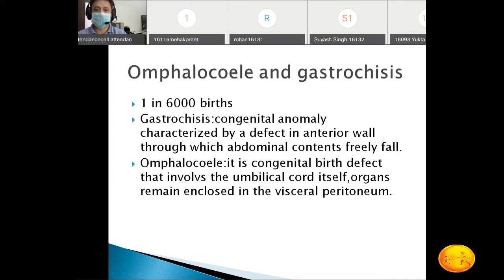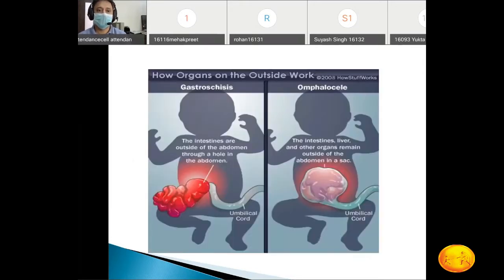Gastroschisis is a congenital anomaly characterized by a defect in the anterior abdominal wall through which the abdominal contents freely fall. Omphalocele is a congenital birth defect that involves the umbilical cord itself. Organs remain enclosed in the visceral peritoneum. This is the difference between gastroschisis and omphalocele. In gastroschisis, the intestines are outside the abdomen through a hole in the abdomen, while in omphalocele, the intestine, liver, and other organs remain outside the abdomen, but they are present in a sac.